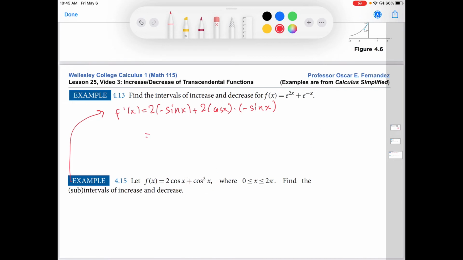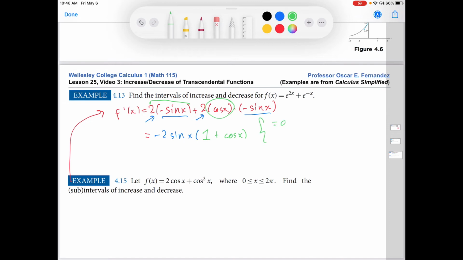Let me simplify it a little bit. Both of these have a minus sine x, and both of these have a 2. So let's factor that out. And what am I left with in the first term? That's the entire term, so 1. In the second term, I'm left with this part here, so plus cosine x. Okay, so now I have my derivative, and I will then go off and do the same analysis.